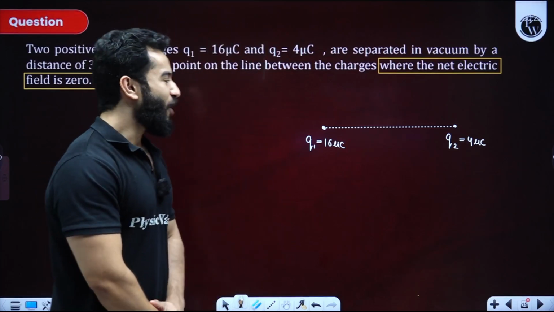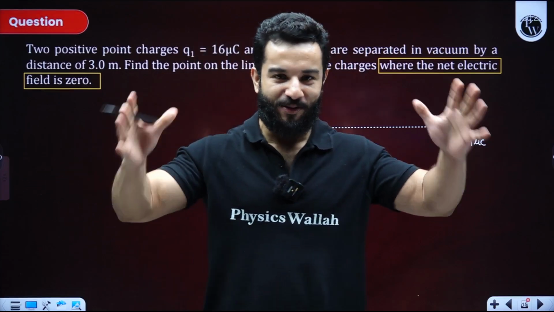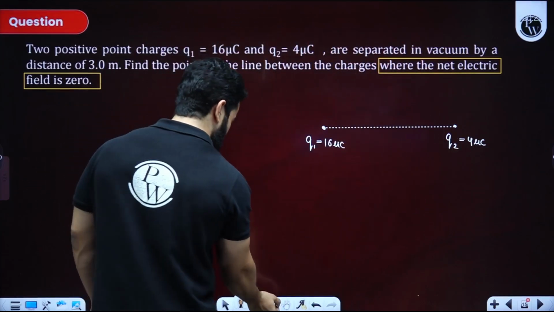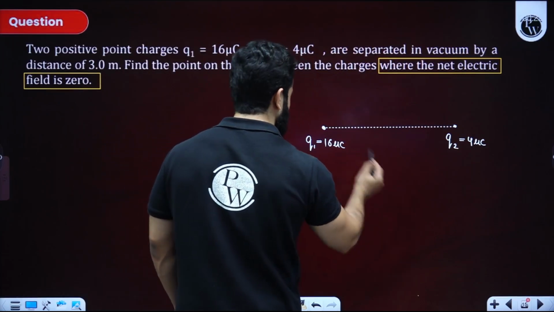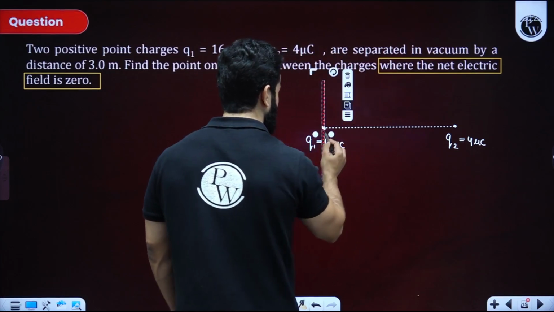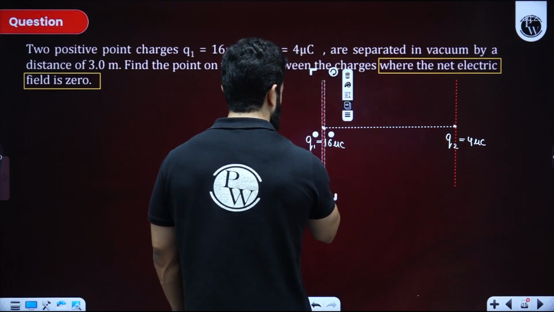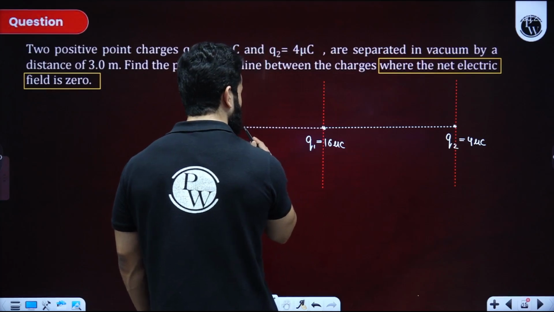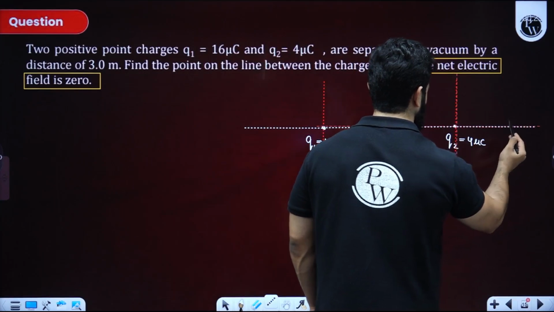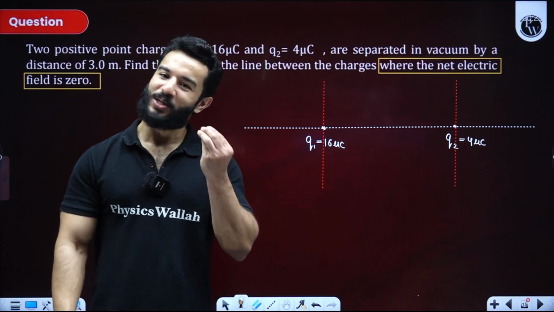Now, these two charges have divided the plane into 3 parts. First is between these two charges, second is towards the left of both of these charges, and the third is towards the right of both of these charges. So where will that neutral point be?